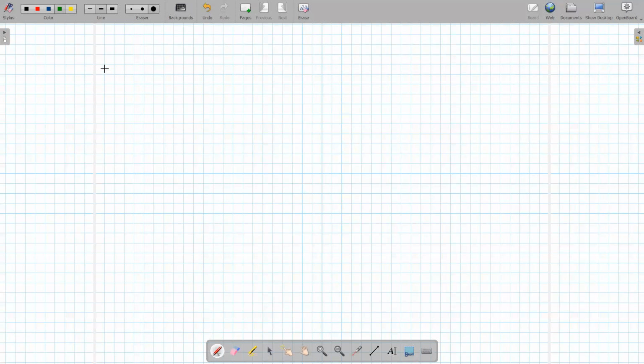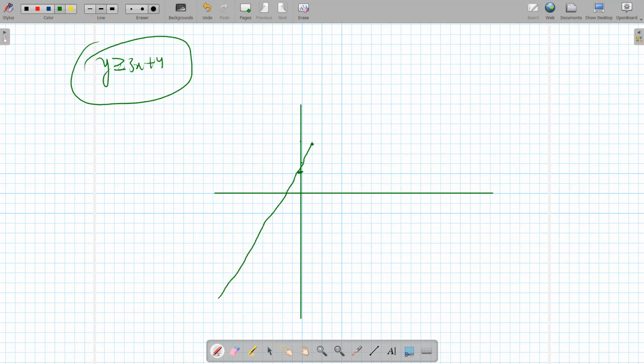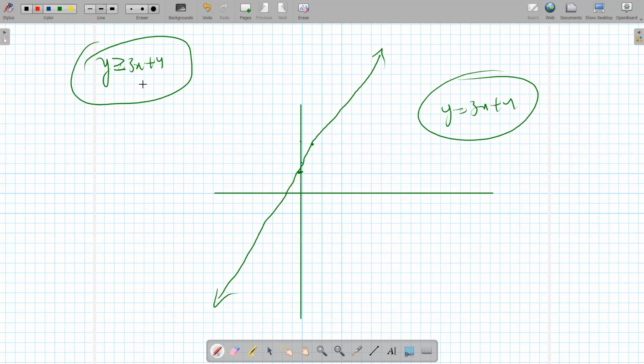Before I let you go, I'm going to show you something. y equals 3x plus 4. Now let's graph y is greater than or equal to 3x plus 4. This is something that we're going to do tomorrow, but I just want to show you what's going on here. So let's say this is 3x plus 4. Now this is the graph of y equals 3x plus 4. How does it differ when we graph the inequality y is greater than or equal to 3x plus 4? You pick a point.